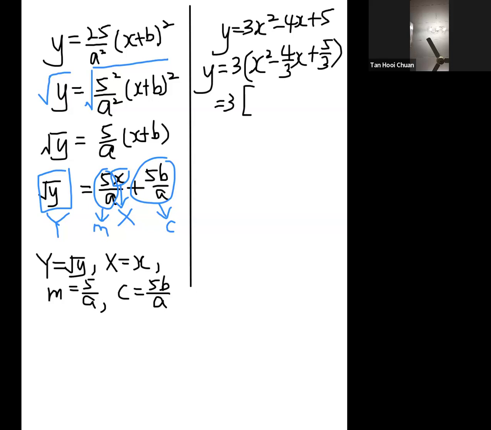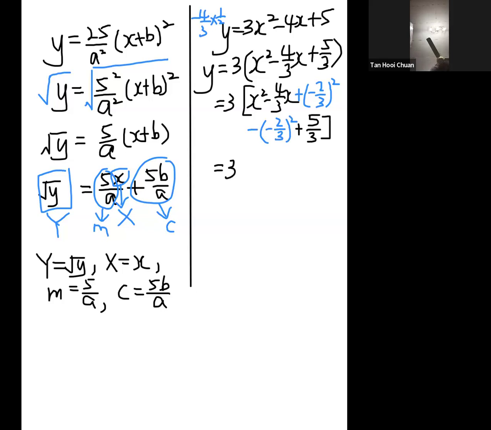So later, X square minus this one. Sorry, I use another color for it. You plus minus 2 over 3. Where I get minus 2 over 3? Minus 4 over 3 times half. I mean this one. Always times half. Yes, always use the number in front of x times half. And then minus 2 over 3. Later you plus 5 over 3.